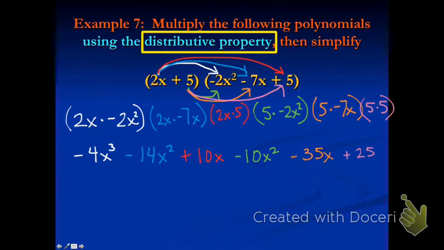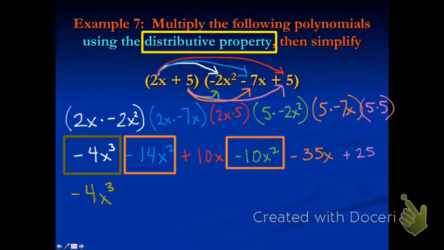While we have simplified them, we could do one more step. What we're going to do is put all the like terms in order. So we have a negative 4x to the third, and there is nothing else with the power of 3, and 3 is the biggest power, so we're going to start with that one. So negative 4x to the third. Then we're going to look for something with the power of 2. Well, I see we have a negative 14x squared and a negative 10x squared. So I am going to rewrite them, minus 14x squared minus 10x squared.